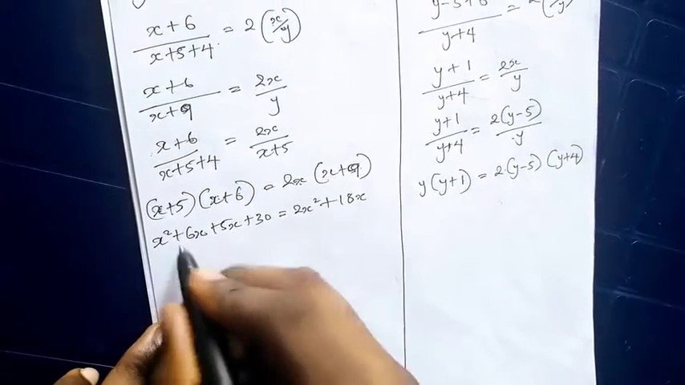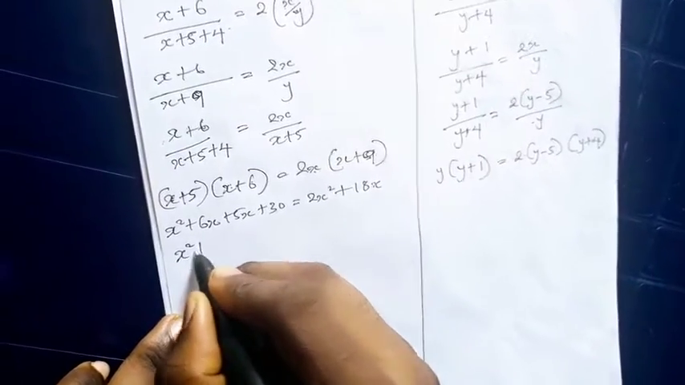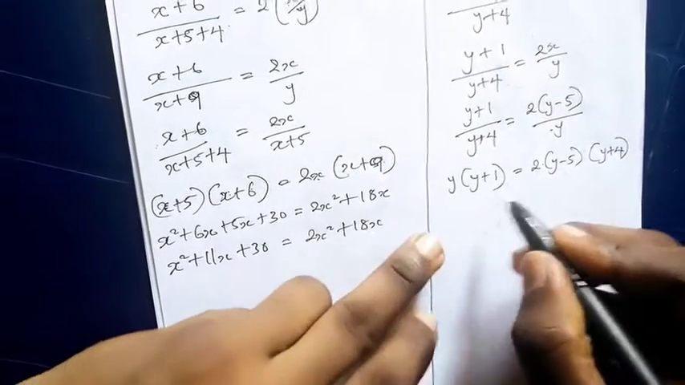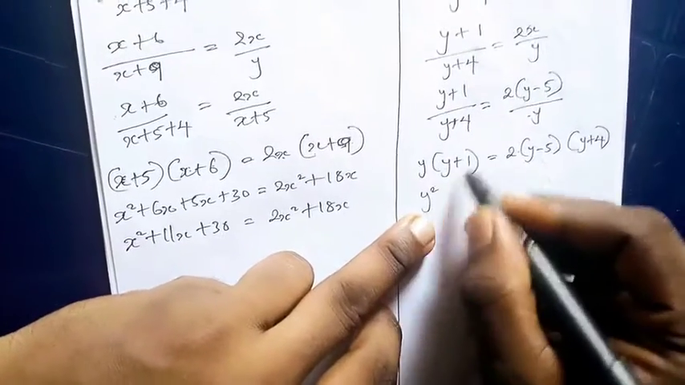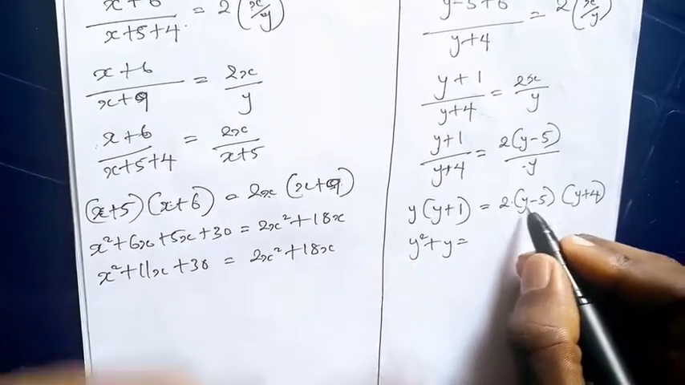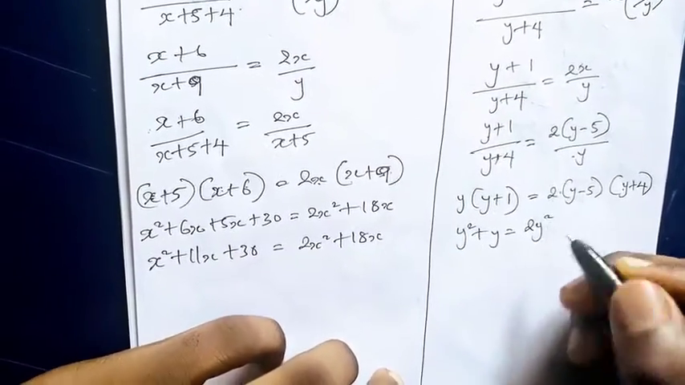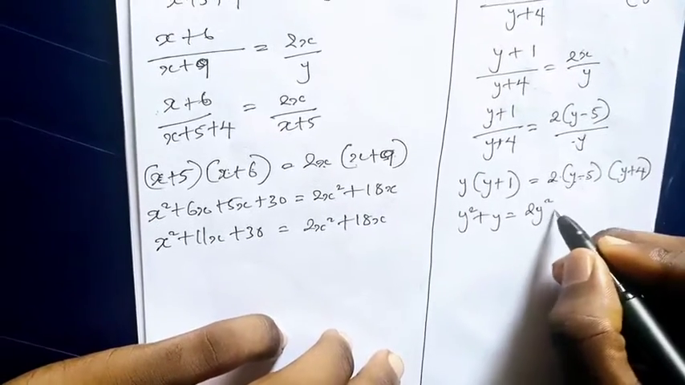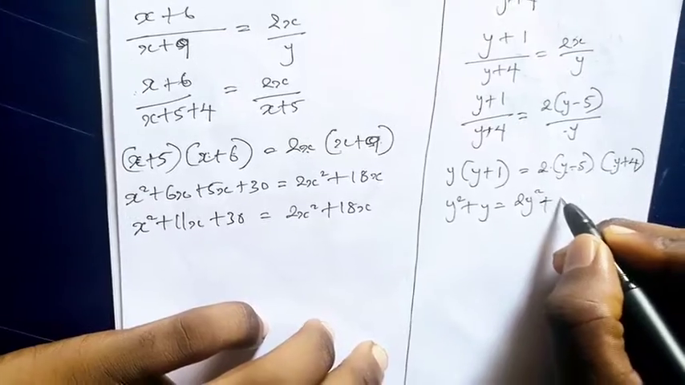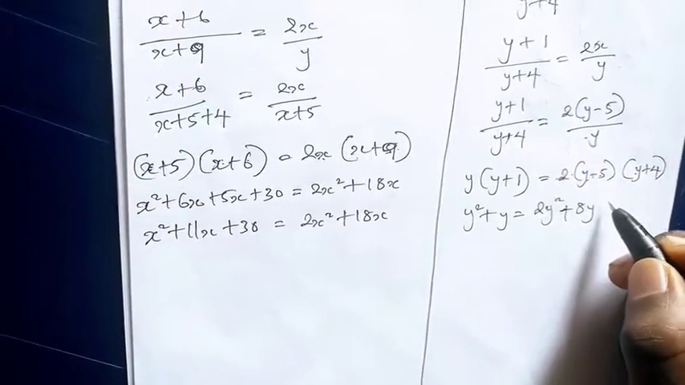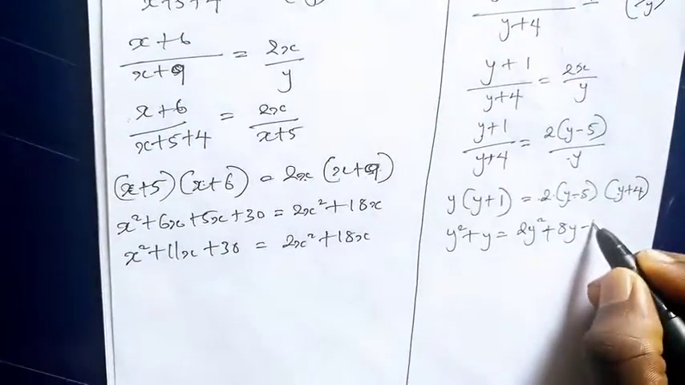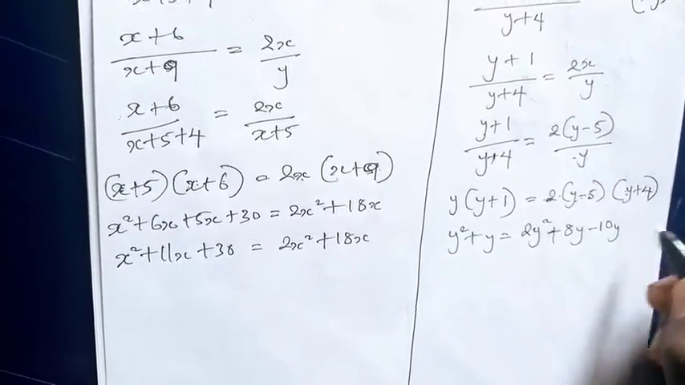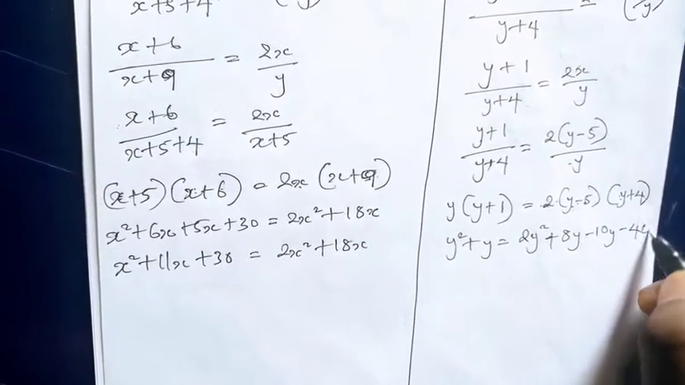Okay, now we can see that from here x squared, this gives me 11x plus 30 is equal to 2x squared plus 18x. Okay, and Mr. B, on the other hand, is still solving, having y squared plus y is equal to 2y multiplied by y, giving 2y squared, while 2y multiplied by 4 will be plus 8y, while negative 10 multiplied by y will be negative 10y, and negative 10 multiplied by 4 will be negative 40.